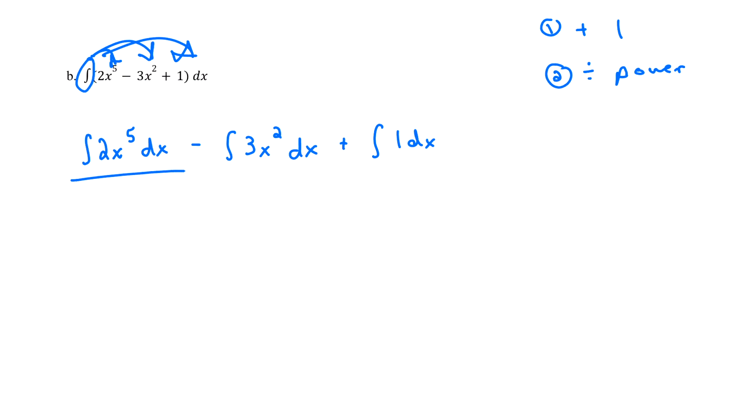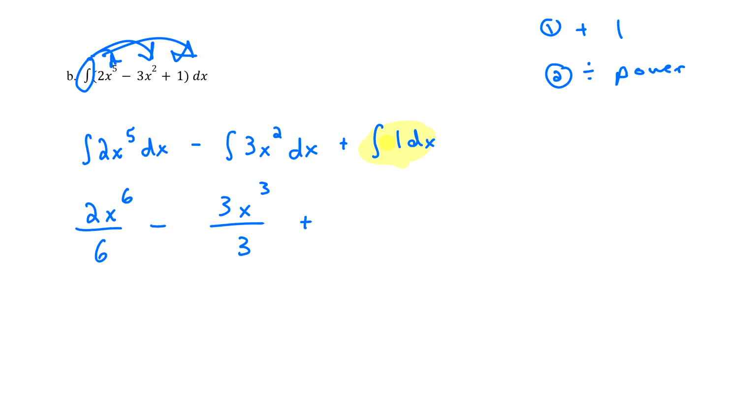So here, when I integrate 2x to the 5th, I'm going to add 1 to the power, 2x raised to the 6th power, and then divide by that new power of 6. Minus, for the second term over here, I'm going to add 1 to the power, 3x to the 3rd power, divided by my new power of 3, plus, this one is perhaps a little bit tricky.